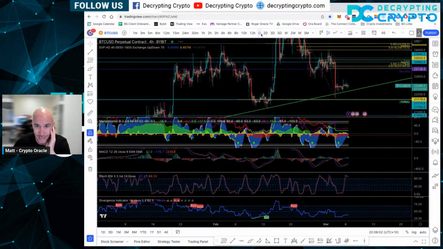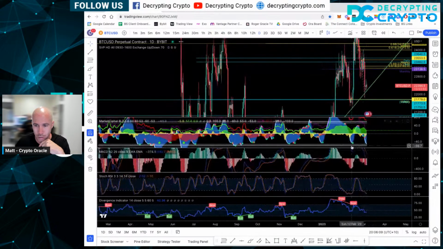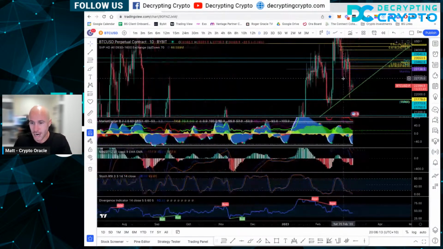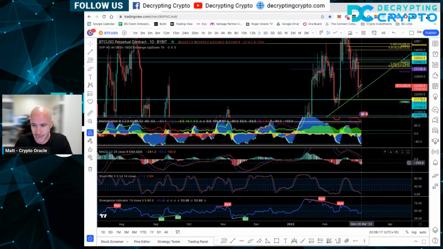Let me go back to the daily. Let's start on the daily. On Market Cipher, we're still in the green money flow, which is great because whenever we get a green dot while in green money flow, that usually does mean a good pump and reversal. The MACD printed a light colored histogram. We talked about this last week, where it would have been really bullish to see these two moving averages cross over above the zero line.